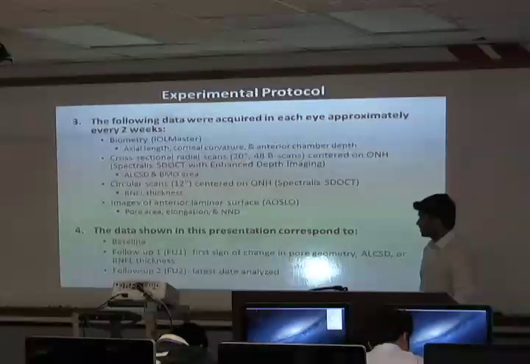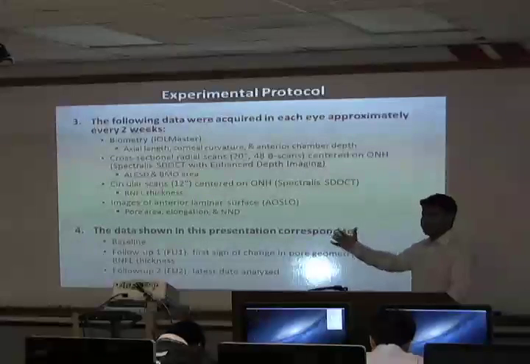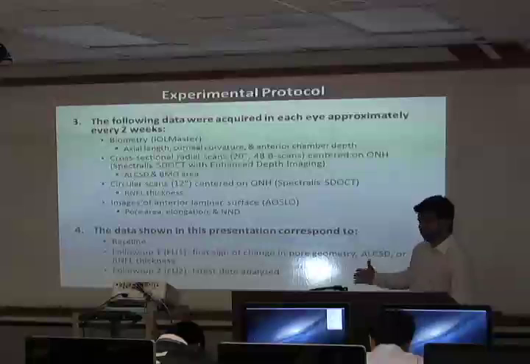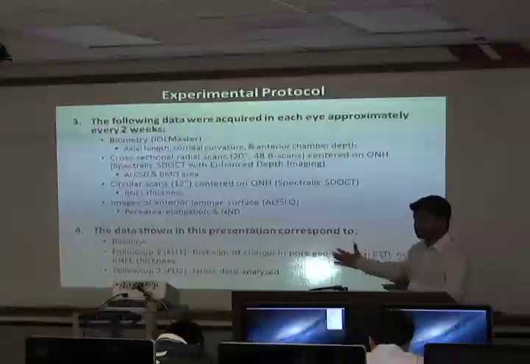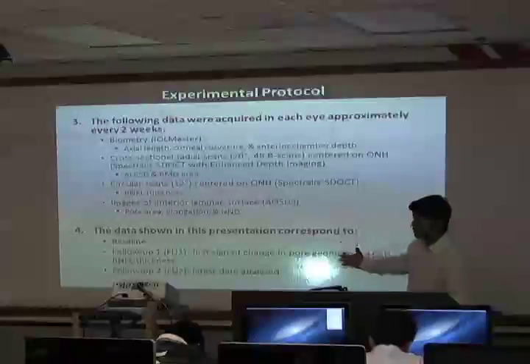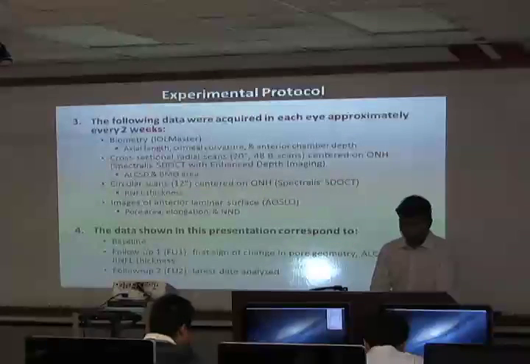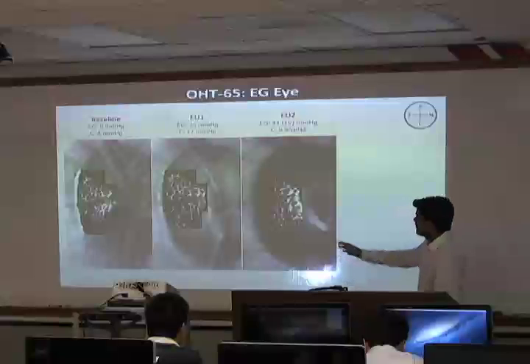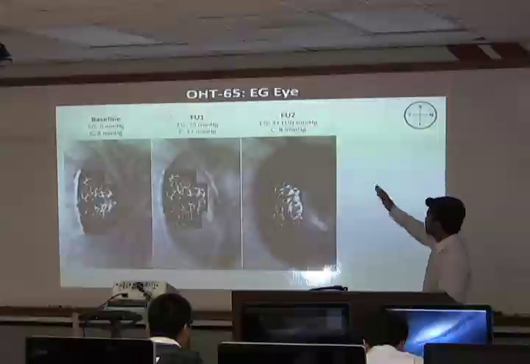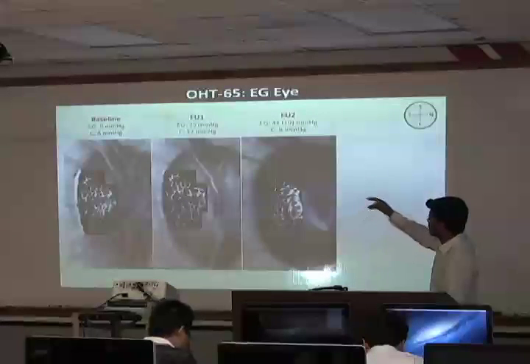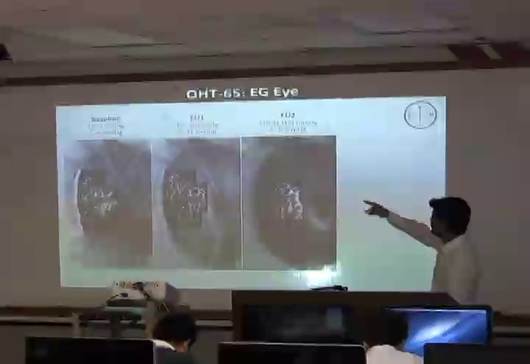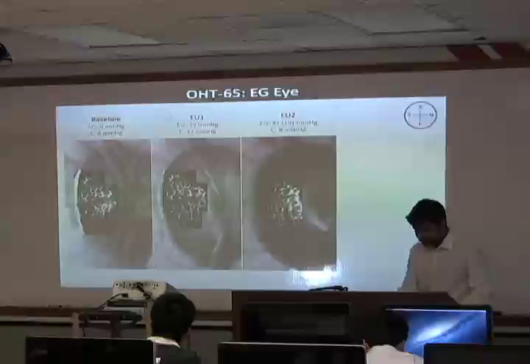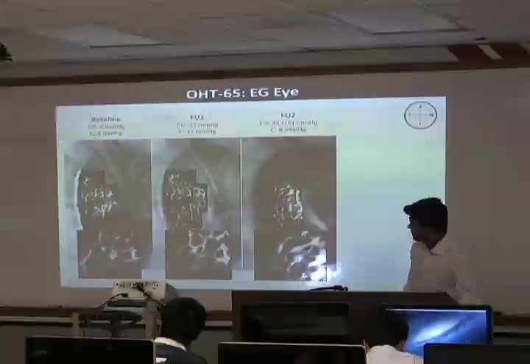The data shown in this presentation corresponds to data taken at 3 different time points, so that we can do a longitudinal study. That means baseline, follow-up 1, and follow-up 2. Baseline is before inducing glaucoma, follow-up 1 is the first time we see some change, and follow-up 2 is the latest date to be analyzed. Here you can see images from the same eye at 3 different time points: baseline, follow-up 1, and follow-up 2. You can also notice that the IOP has changed from 9 millimeters of mercury to 25 and 41 at different time points. If I zoom into one of the locations, you can see that there is some change in structure.